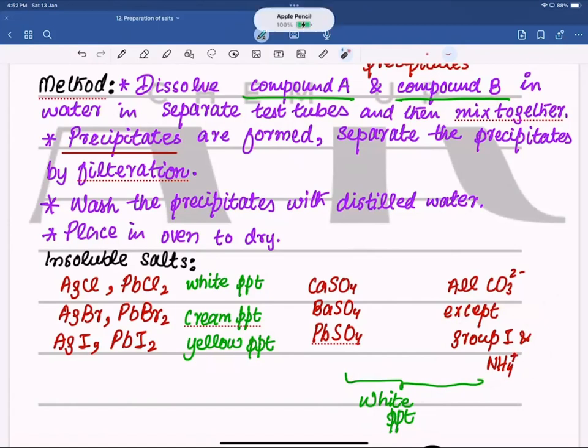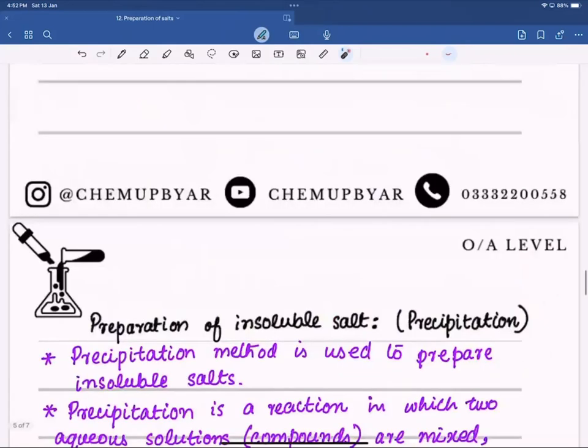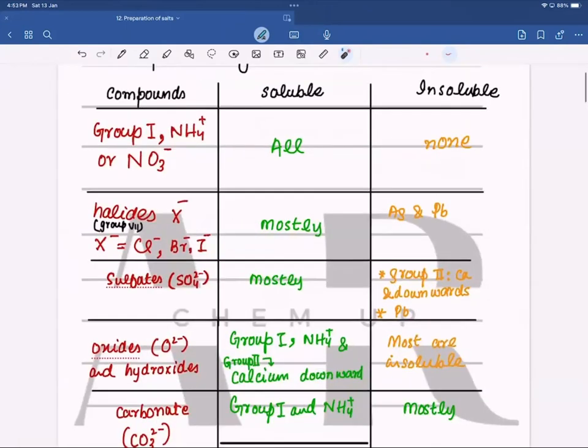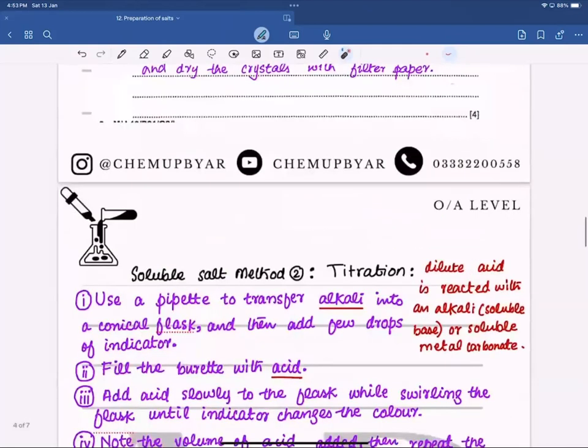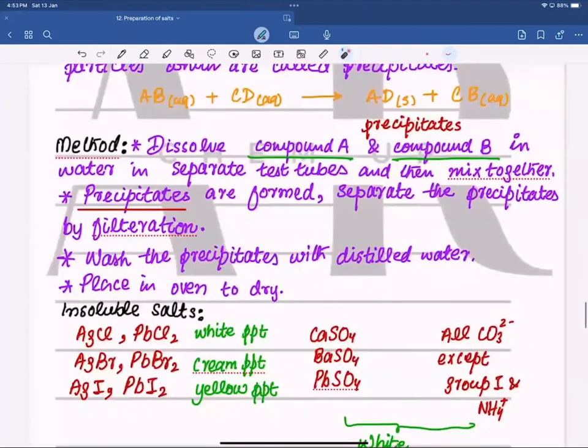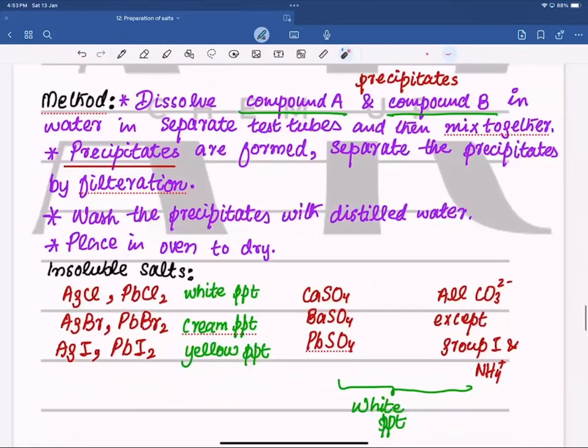And I ask you to memorize the table for the solubility of salts which we did in the last class, this one. Who remembers this? Because if you don't, then it will not help you to decide which will be compound A and which will be compound B. So you have to remember this. Okay. Now note down the method quickly.